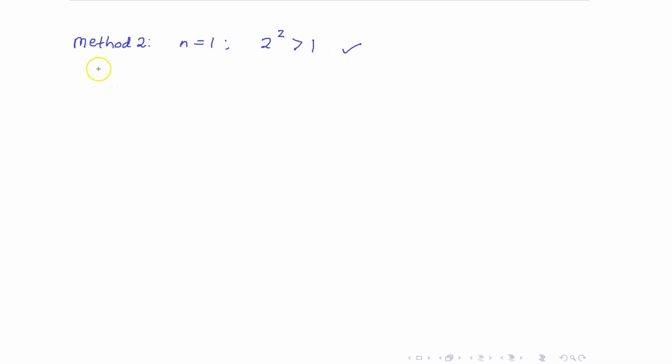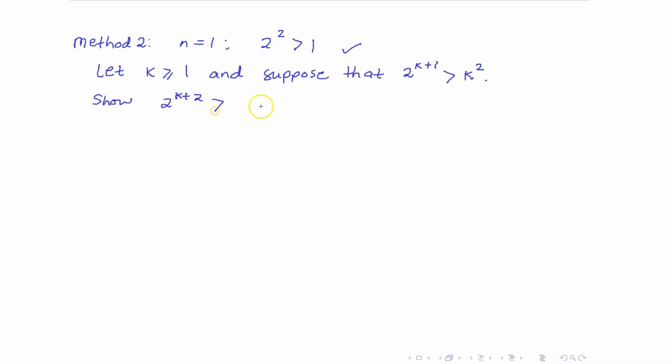Then we proceed with our inductive step. Let k be greater than or equal to 1. What is it that we want to show? We want to show that P of k plus 1 is true. That is, 2 to the k plus 2 is greater than k plus 1 squared. We write 2 to the k plus 2 as 2 times 2 to the k plus 1 so that we can make use of our inductive hypothesis.